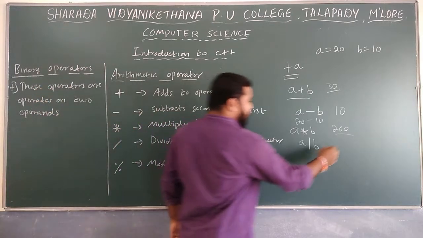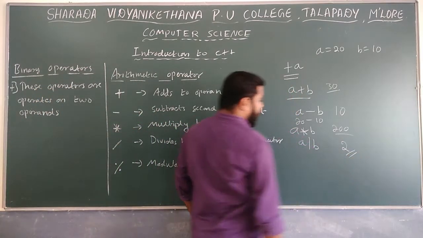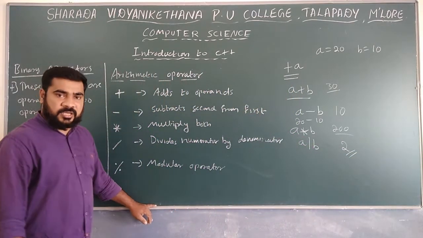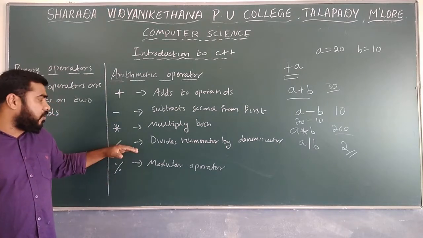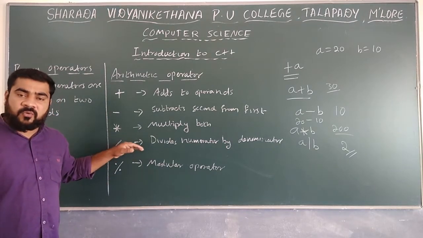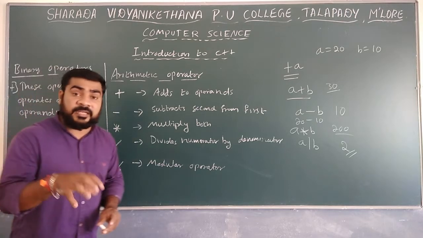So you can give the value as 2. 2 will be the answer, the quotient. When you want to say quotient, that is the answer here. When you are going to divide the values, we will get only the quotient here. Quotient is in the integer format.